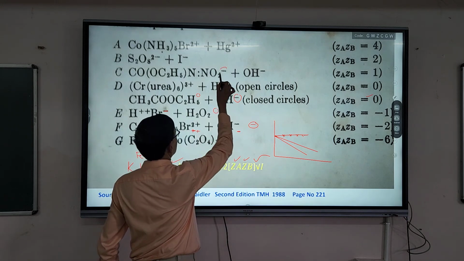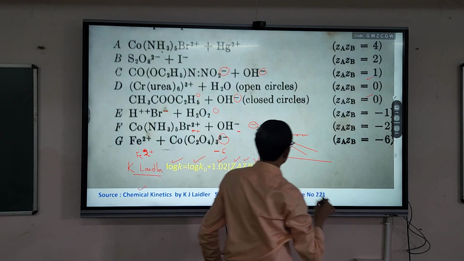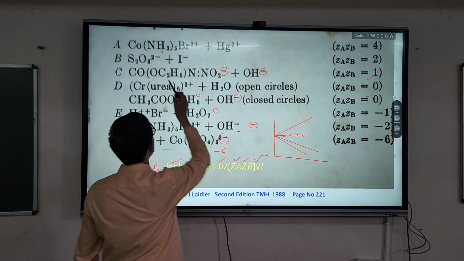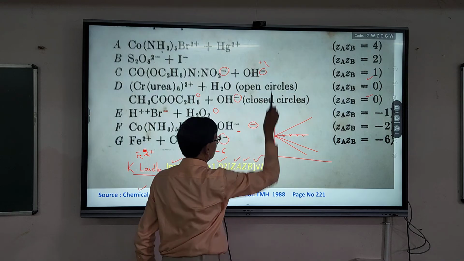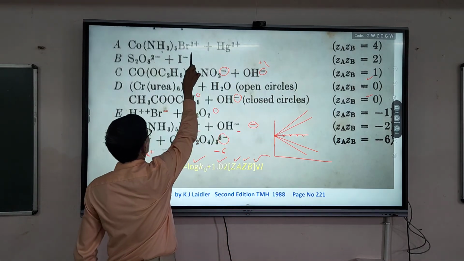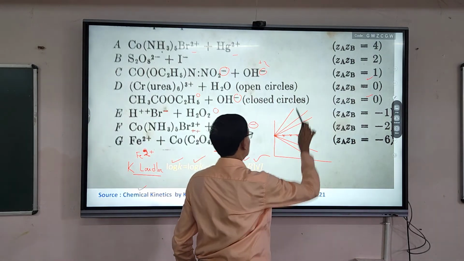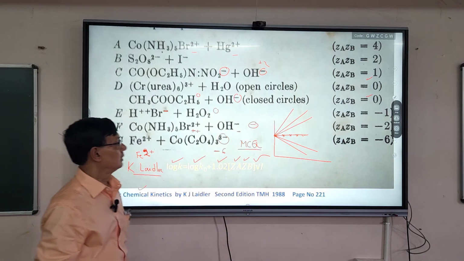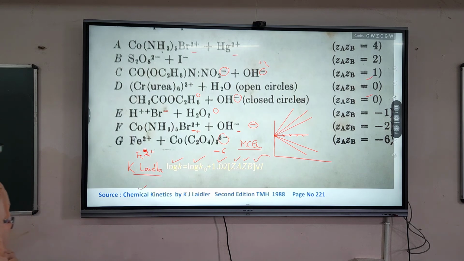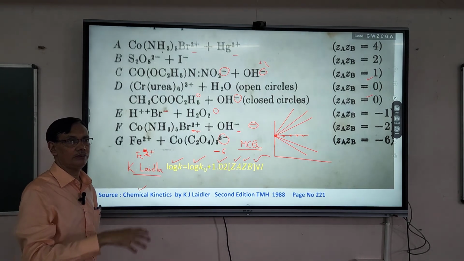Here negative, then negative, plus. So here 2 negative, 1 negative, plus 2. So again, 2 positive, 2 positive, 2 into 2 is 4. So it will increase. So there is a possibility of an MCQ question, and they can give a large number of examples and ask you to write the possible effect of ionic strength on different reactions.